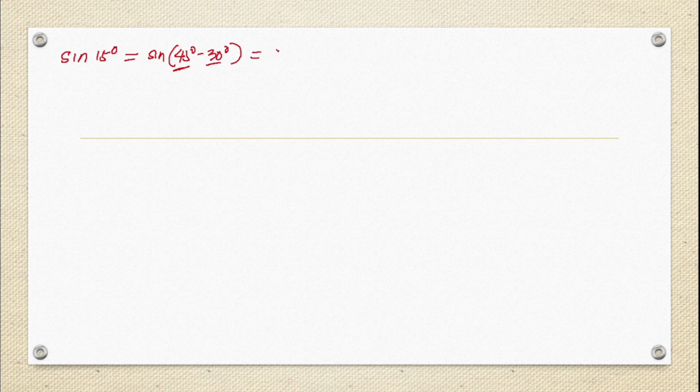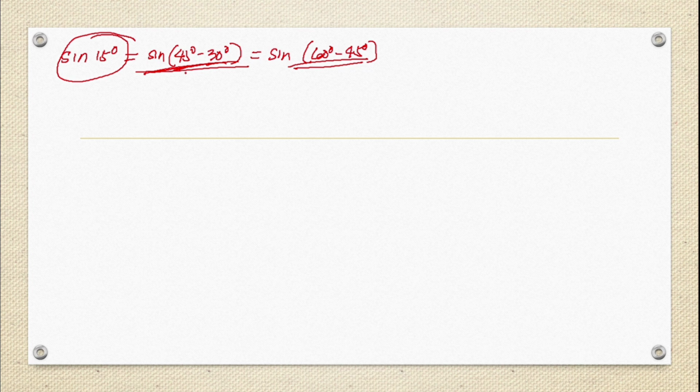We could also have sine of 60 degrees minus 45 degrees. So take note, we could make use of these two. So you have different answers. If we are going to have a quiz, we can have two answers for this, two processes that we could use: first is sine of 45 degrees minus 30 degrees, and sine of 60 degrees minus 45 degrees.